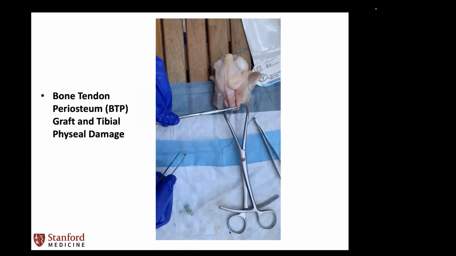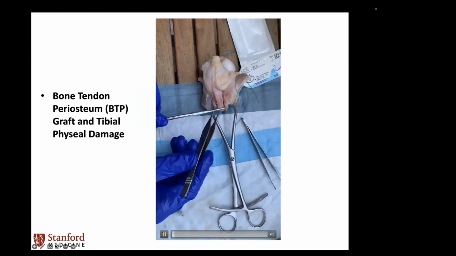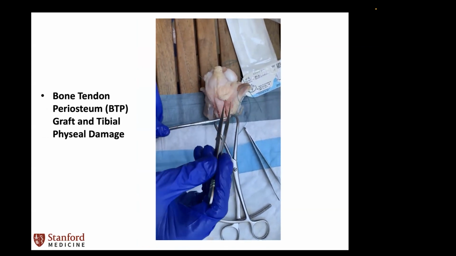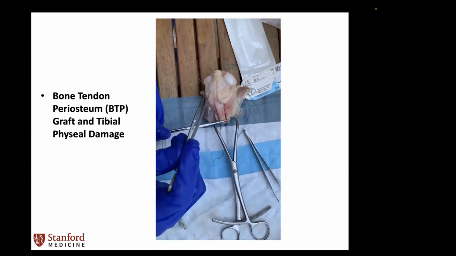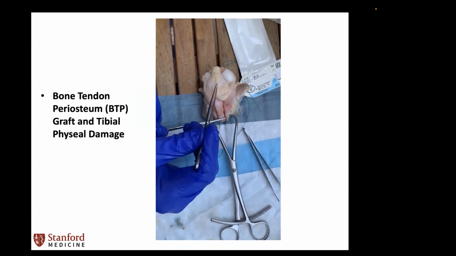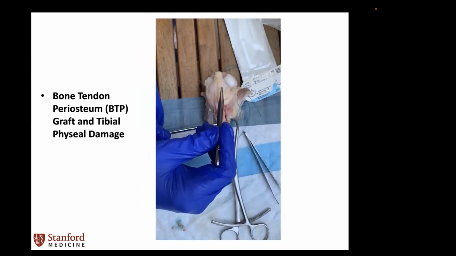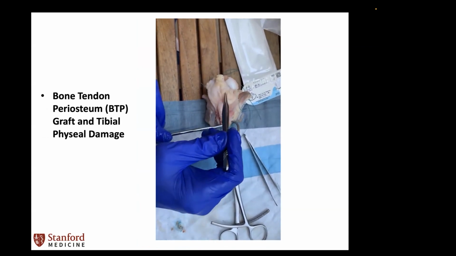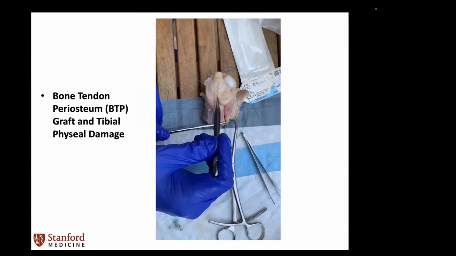This is an example of a patient who has had a bone-tendon-periosteum graft taken. That periosteum extends 2, 3, or 4 centimeters well below the tibial tubercle, and it's very thick and substantial in kids and young adolescents. It's as thick as a BTB graft, and I'll show you this graft. We're going to peel this up.